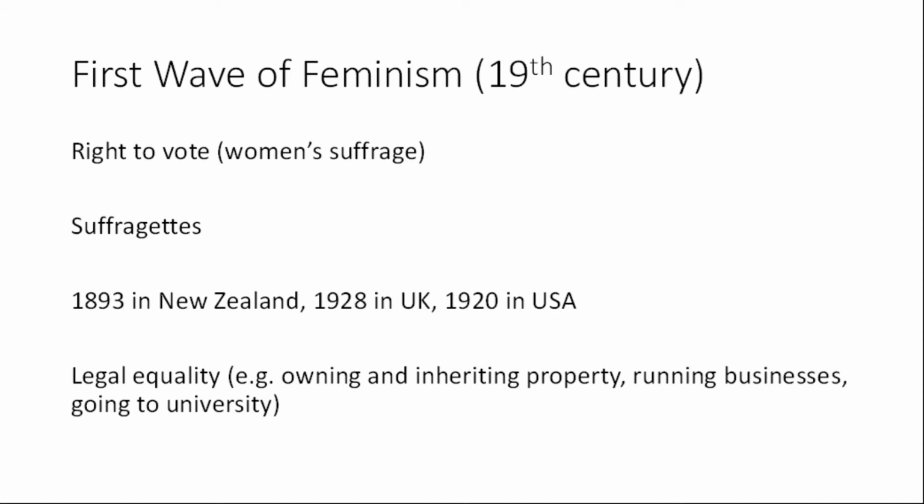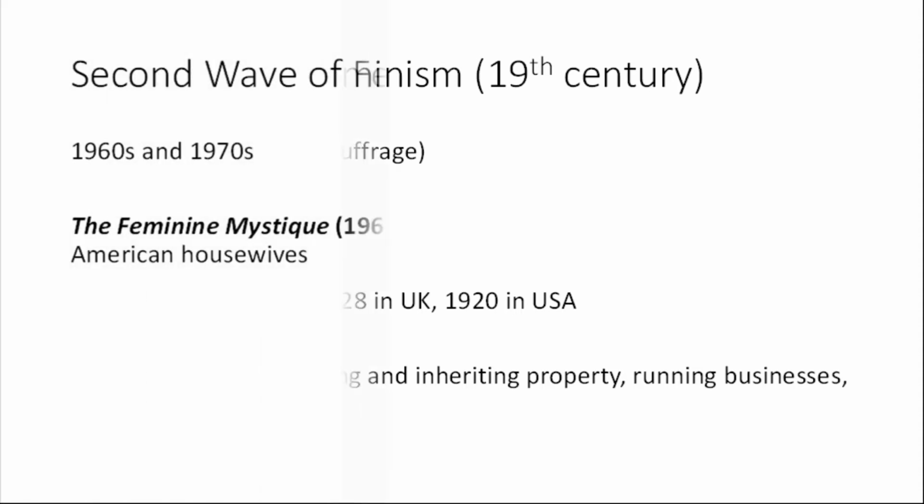The campaign for women's suffrage was successful. In 1893, New Zealand became the first country to give women the vote. The USA in 1920, and in 1928 the UK gave all adult women the vote. Other forms of legal equality include owning property, inheriting property, running businesses, going to university, and these were all achievements of the first wave of feminism.